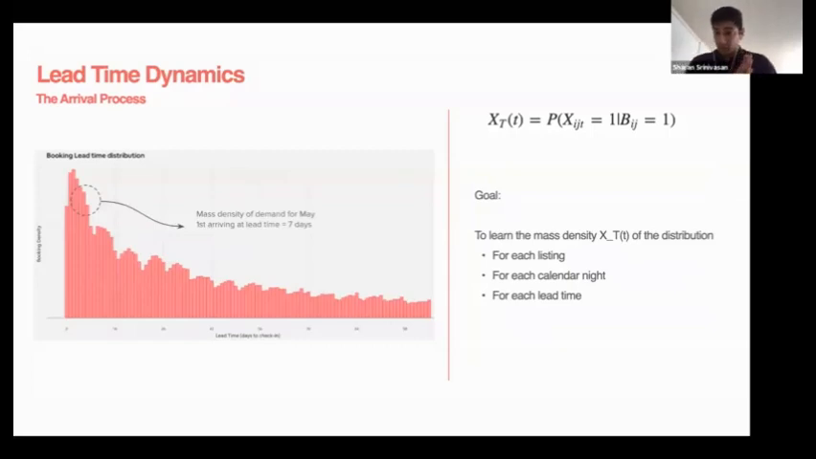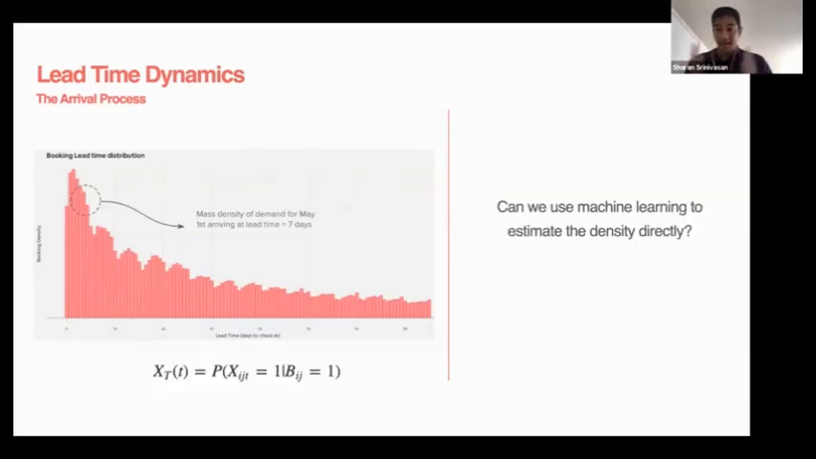Not only do we want to model it, we want this kind of distribution for every listing, for every night on the calendar, and for every lead time going into that night. So if you remember the calendar view that I showed you, hosts want to price every square on that calendar. And these prices need to change every day because hey, demand changes every day, supply changes every day, competition comes in, etc. So we want to get this distribution for every listing on the platform, for every calendar night, and every lead time.